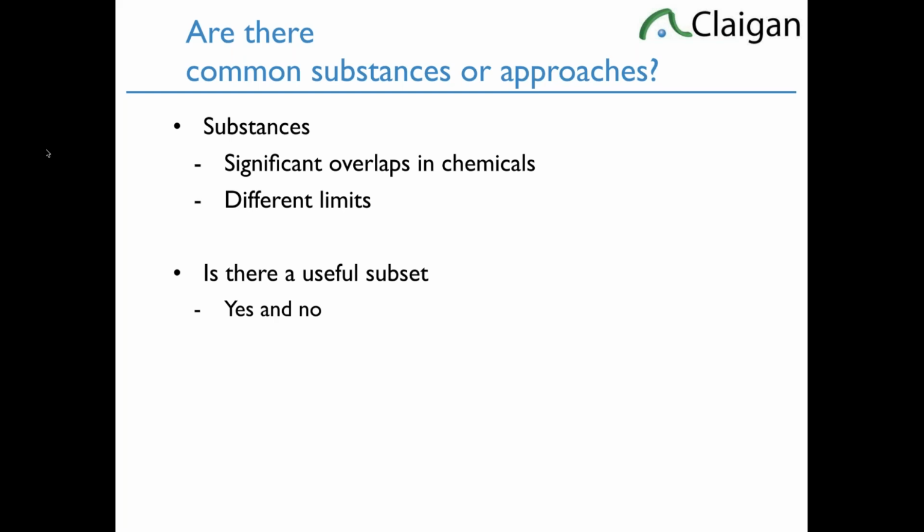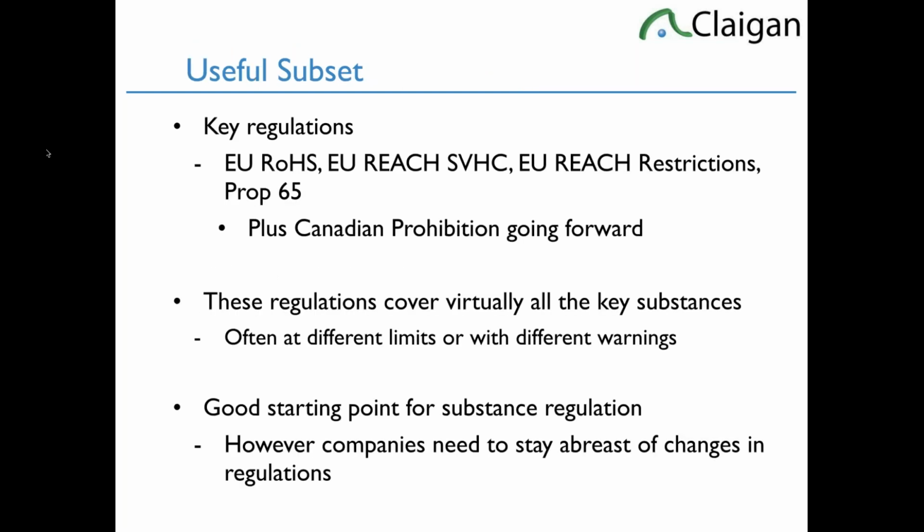Now, they're common approaches. There are significant overlaps in chemicals. We keep talking about phthalates. We keep talking about dechlorane plus, short chain chlorinated paraffins, lead. Sometimes their limits are different. Is there a useful subset? Yes and no. It's not perfect, but there is a lot of overlap. The key regulations are EU RoHS, REACH SVHC, REACH restriction, and Prop 65. The Canadian prohibition is going to bully its way in there in about 2023.